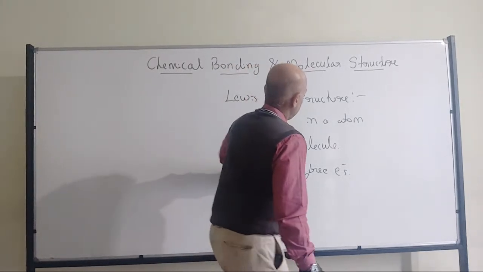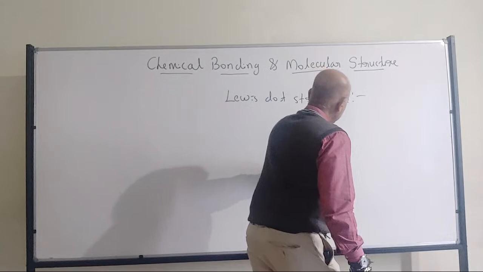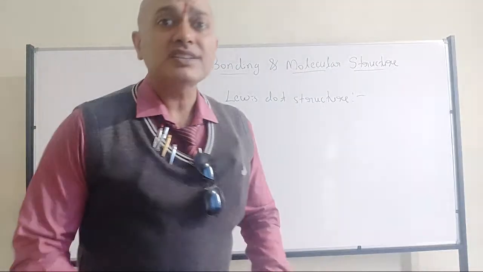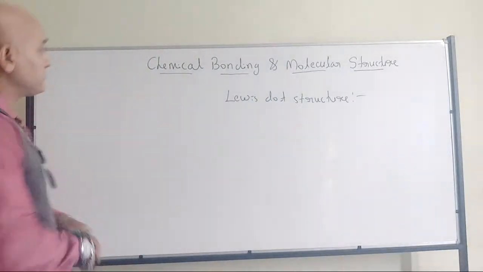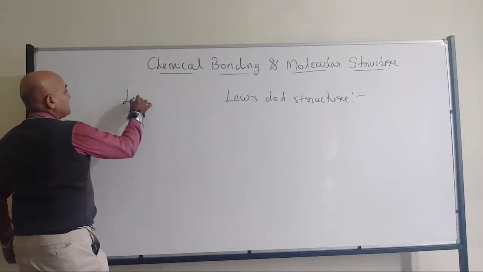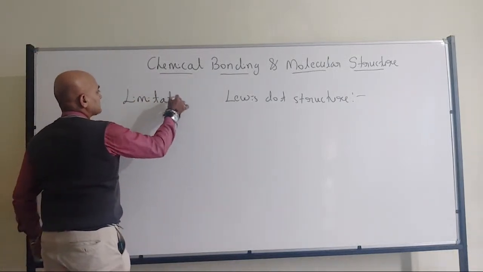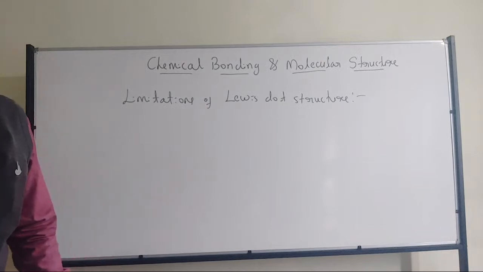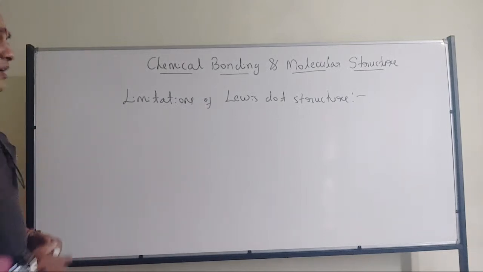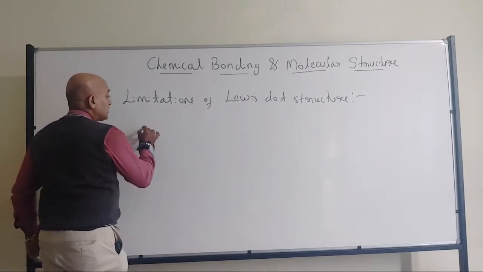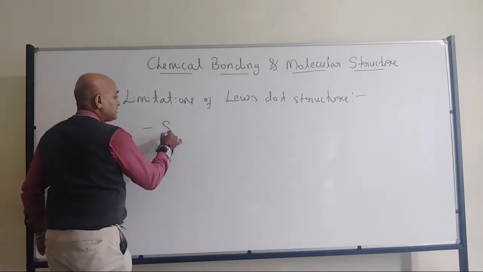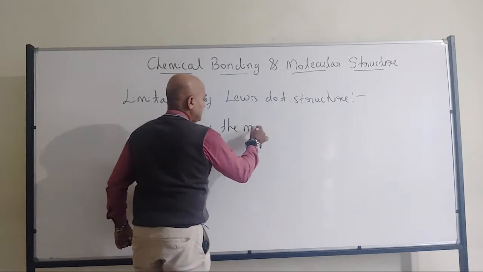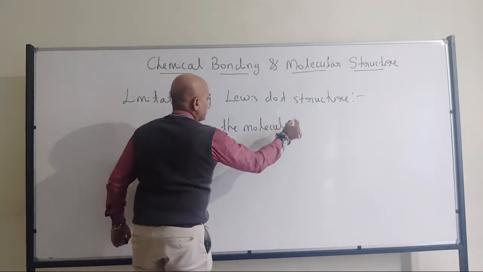What are the limitations, or what is the information which is not given by the Lewis dot structure? What is the drawback? We are going to discuss the limitations of the Lewis dot structure. It's not discussing the shape of the molecule. It will not discuss the shape of the molecule.